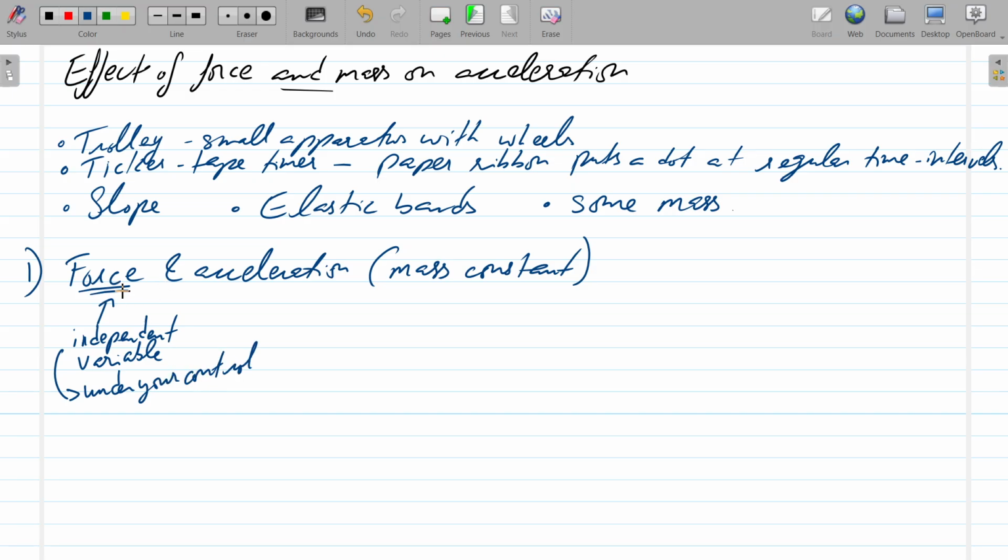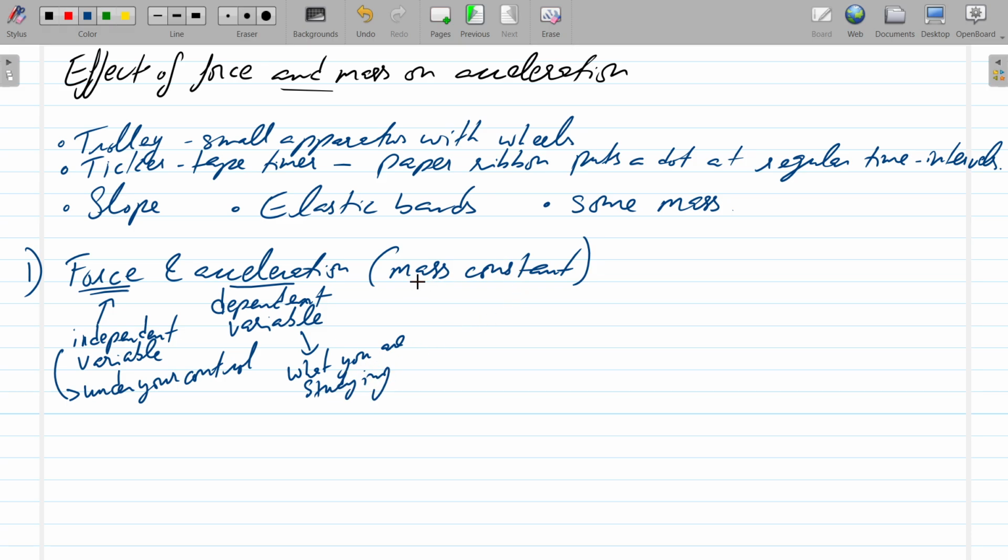You're the one that is changing. Acceleration is a dependent variable. Why? Because you will be noting in this experiment how the acceleration is affected by changing the force. So that's a dependent variable. So this is what you're studying, right? What you are studying.